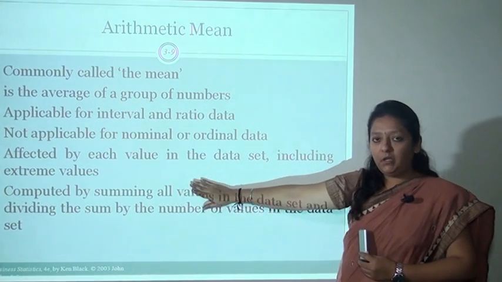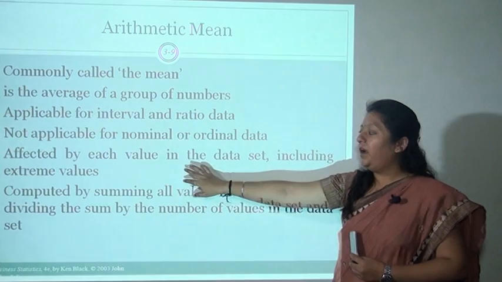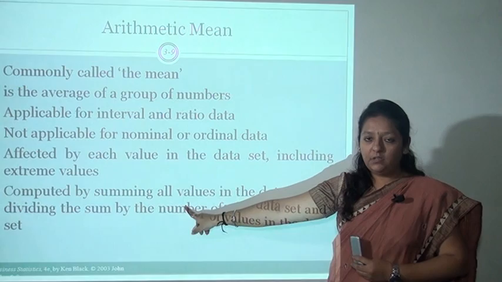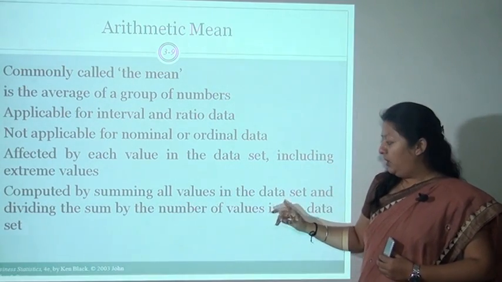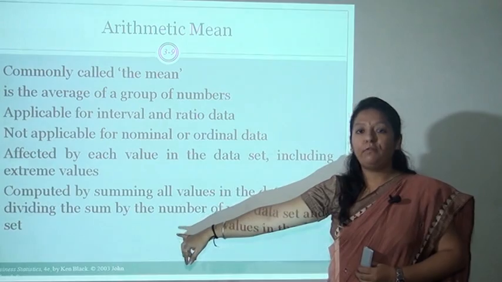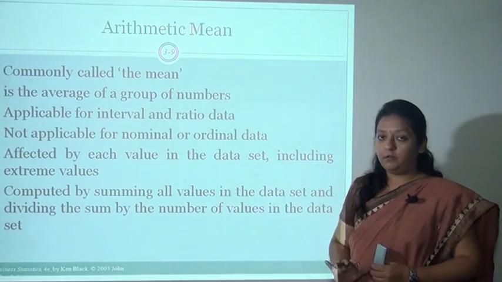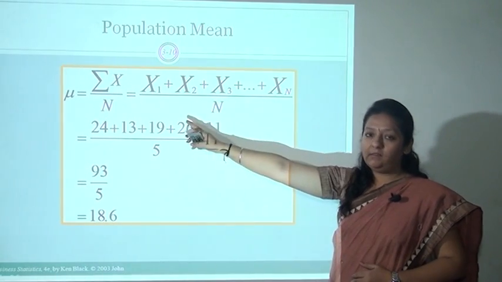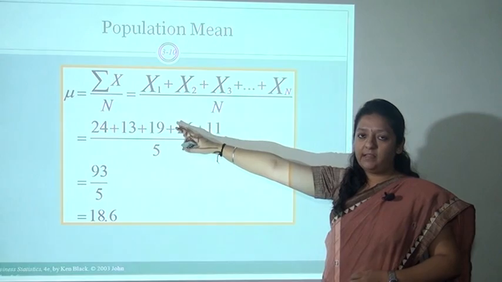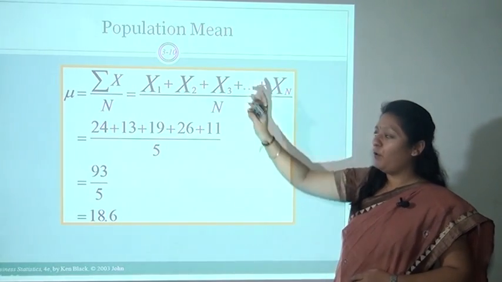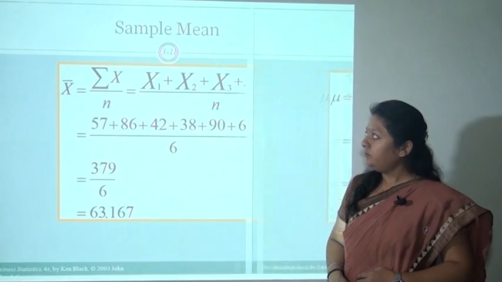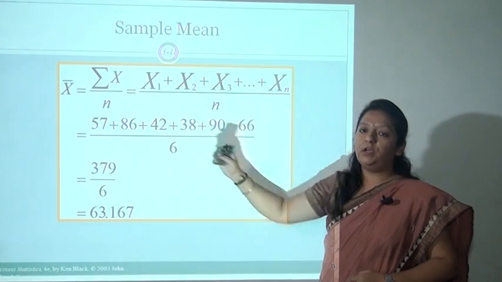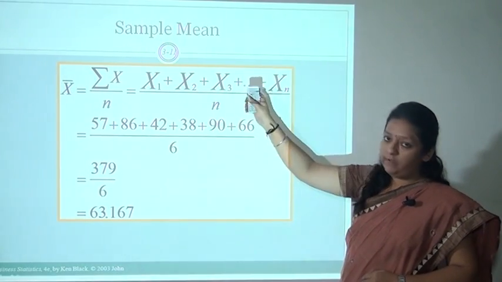If the same thing is done in the mean, it is affected by each value in the data set. It is computed simply by summing all the values in the data set and dividing by the number of items in the data set. Now the formula for calculating the mean: in the case of population mean, mu is equal to sigma x divided by capital N. In the case of sample mean, x bar is equal to sigma x divided by small n.